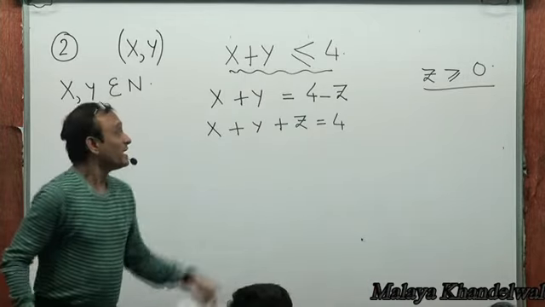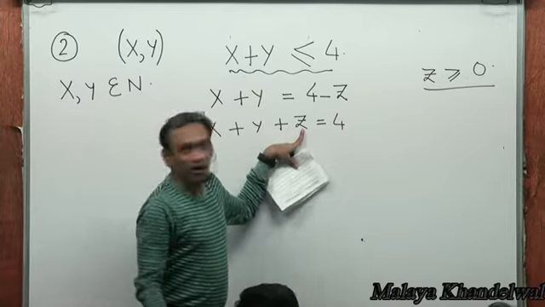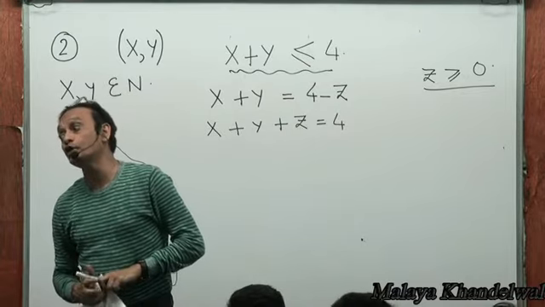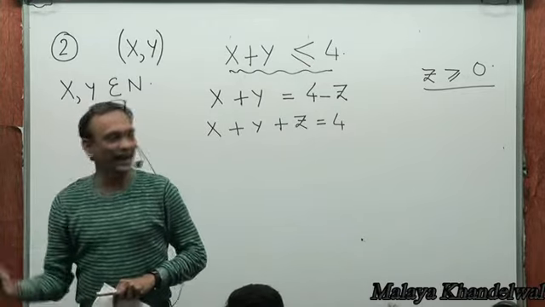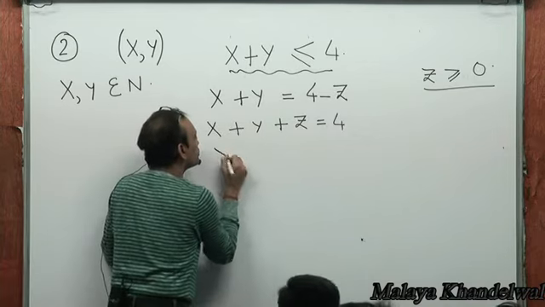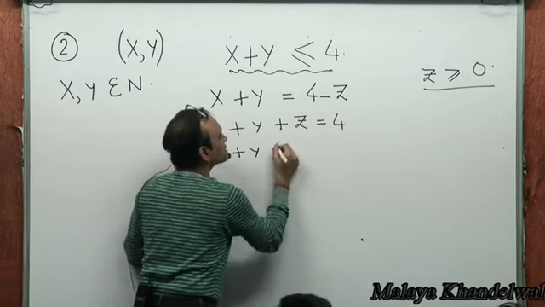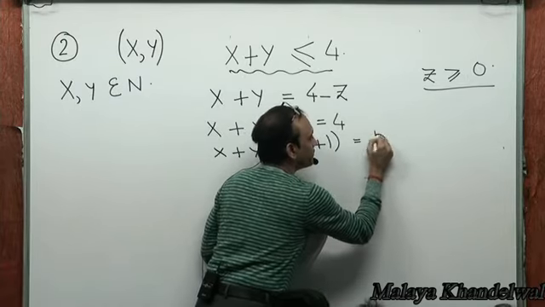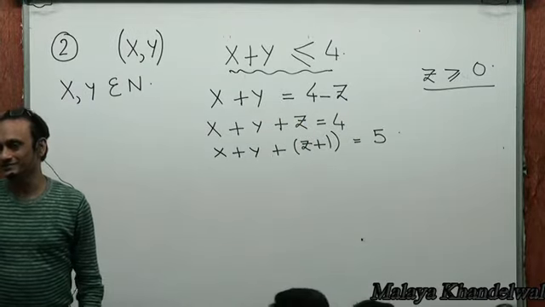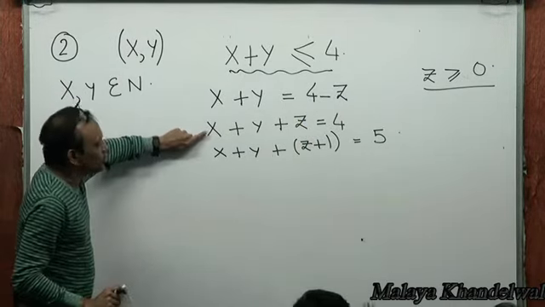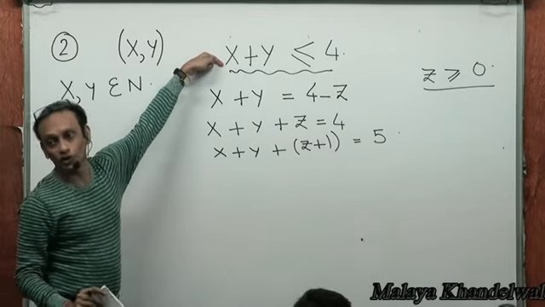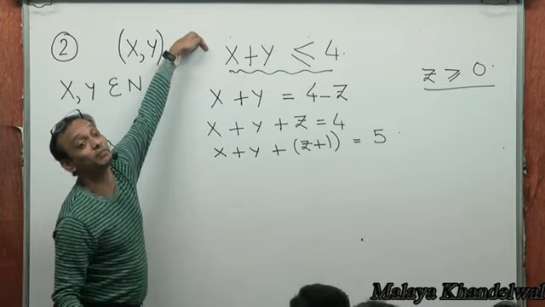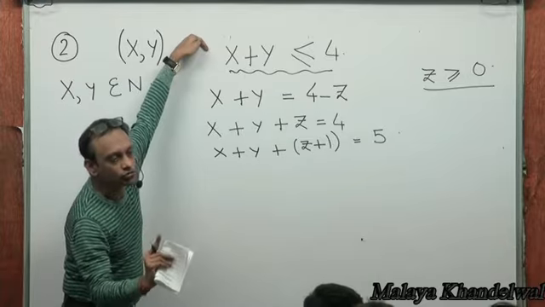So I want this entity, which is right now a whole number, to become a natural number. How do I convert a whole number into a natural number? I add 1. So I perform the following manipulation: x plus y plus z plus 1 equal to 5. Now z plus 1 is a natural number. The number of solutions to this equality will be the same as the number of solutions to this inequality. Yes or no?